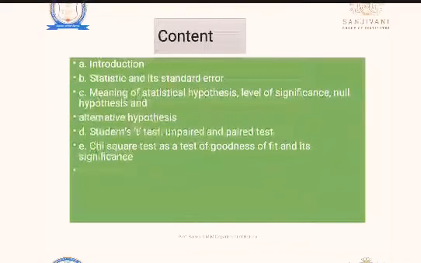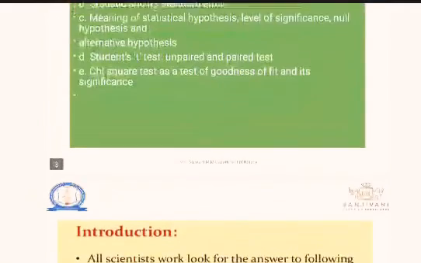In this chapter we will see the introduction to the test of significance, then statistics and the standard error, then the meaning of statistical hypothesis, level of significance, null hypothesis and alternative hypothesis, then the student t-test, chi-square test, and goodness of fit. These are the points we are going to cover. Before that, keep one thing in mind: significant means our experiment is correct; not significant means our experiment is wrong.